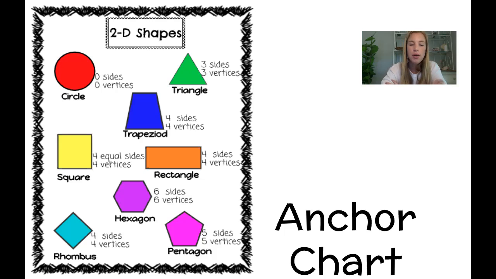Now the last 2 shapes we're going to talk about are the ones that are in purple and pink. A hexagon, if you'll take your finger, you can trace those sides and then point to those angles.